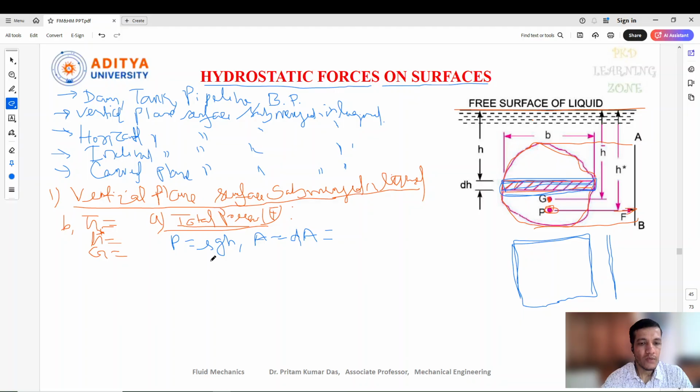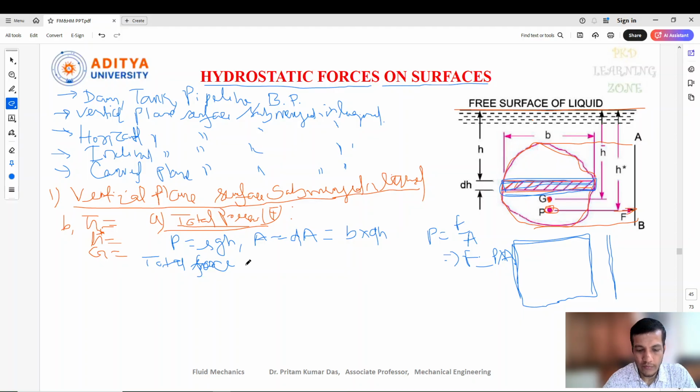Now the area I told you about, we can take a small area dA, and that we can write as B into dh, the height. That is the area. Next we'll go for the total force on the surface, on the strip. We know that pressure equals force by area, so the force we can write as pressure into area. This is the common, simple formula we know from before.